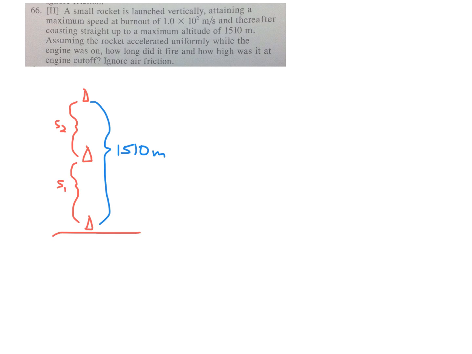So there's two parts to the problem. There's part one while it's burning fuel, and it's uniformly accelerating. It's not decelerating due to gravity, but we do have a V initial of 0 meters per second and a V final of 100 meters per second. 1.0 times 10 squared is 100. The acceleration we don't know. Don't assume it's 9.8 or negative 9.8. It's not due to gravity because it's burning some fuel. We'll call this S, S sub 1, and T we do not know yet.